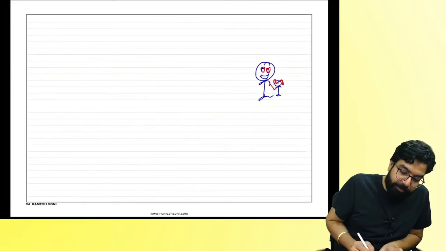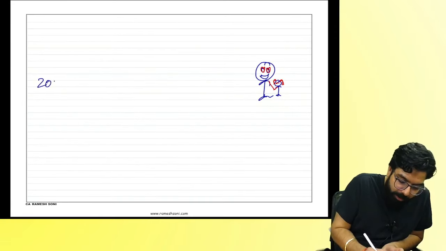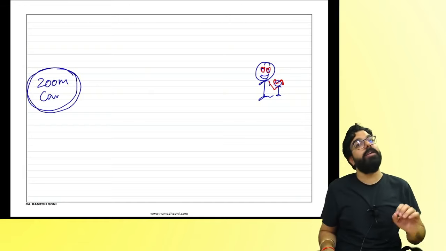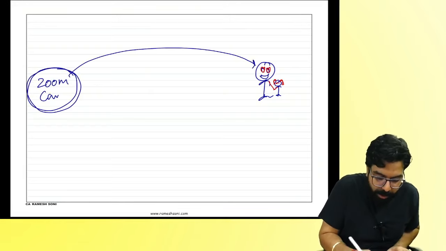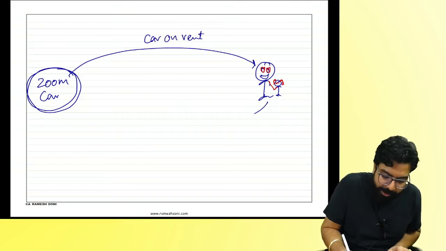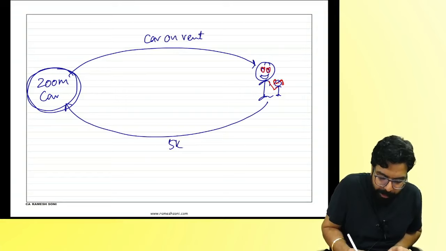Now, this is Zoom Car. You know Zoom Car, everyone? Srinivas said, I have to go out with my girlfriend. He went to Zoom Car and told them, I want a car on rent. Zoom Car gave him a car on rent, and Srinivas paid 5,000 rupees in return.